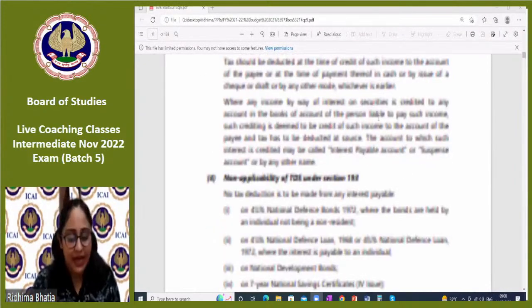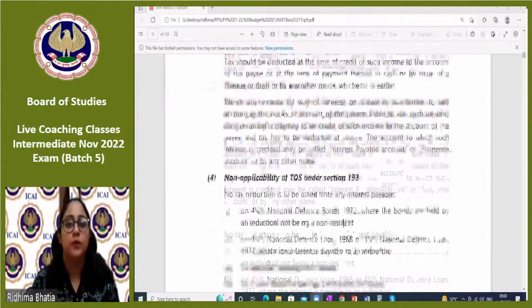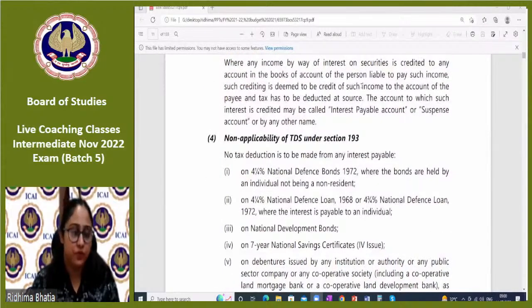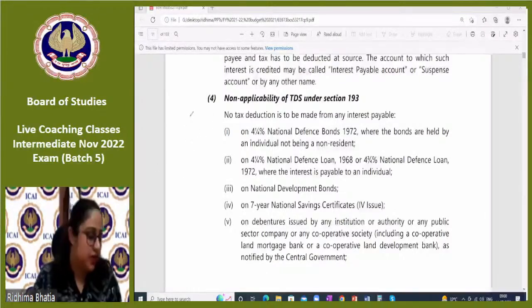There's no threshold limit as such, but there are few exceptions on which TDS under section 193 would not be deducted even if there is interest on securities. Suppose, इसमें कौन-कौन सा आएगा? Like I have invested in the debentures of the company. वहाँ से मुझे interest मिला. That would be covered under this section. So they will deduct the TDS under section 193 and then they will pay it to me.